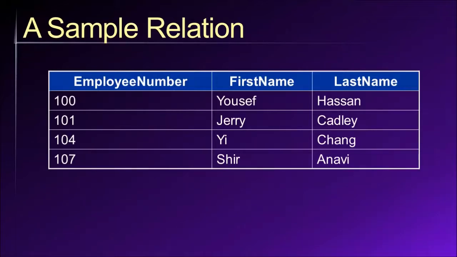As we see, here we have a table which contains three columns: employee number, first name, and last name. The table also contains 4 rows. Each row in this table represents a single employee, and you will note that this table meets all of the characteristics that we discussed on the previous slide.